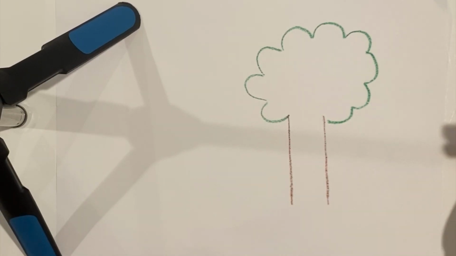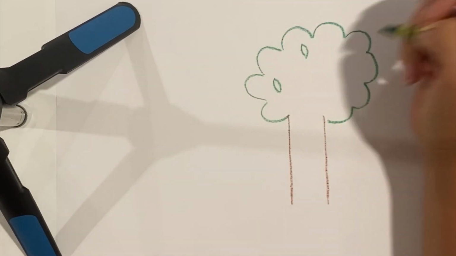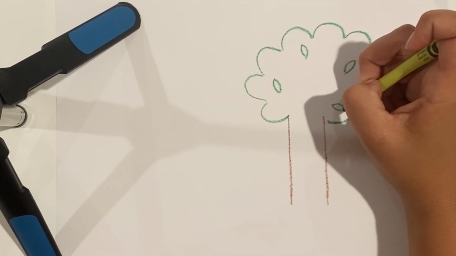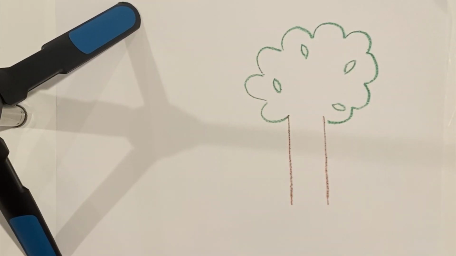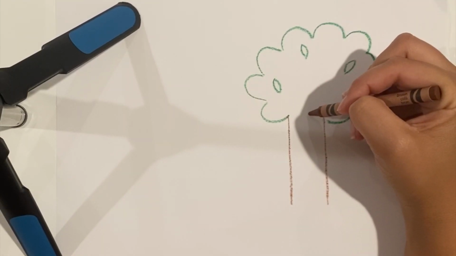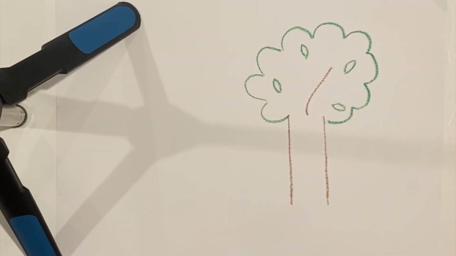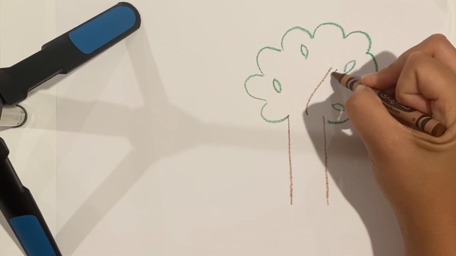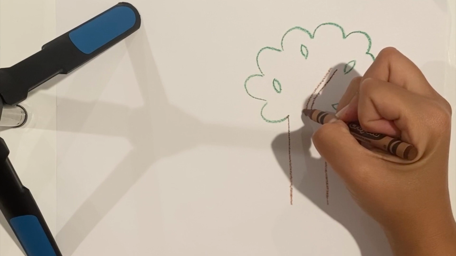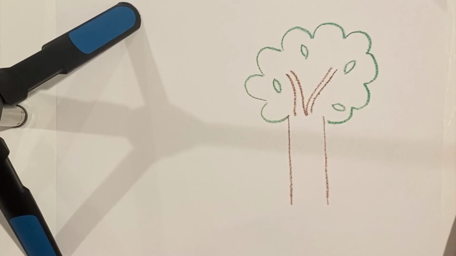Now, my tree top is done, but I like to add in some leaves to add a little bit of detail. If you want to leave yours plain, you can, but I just like the detail of the leaves. I'm also going to add in some branches inside my tree. To do a branch, you start at the trunk and you draw a curved line up and another one right next door to match. And maybe I'll put a branch going this way with another one next door to match.